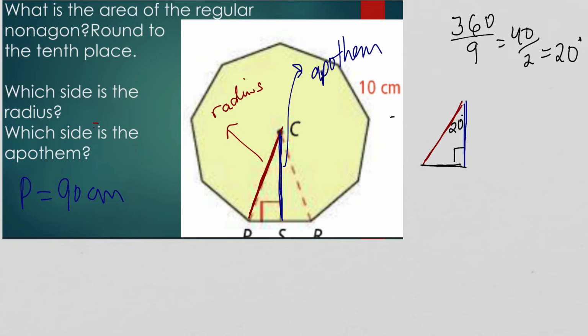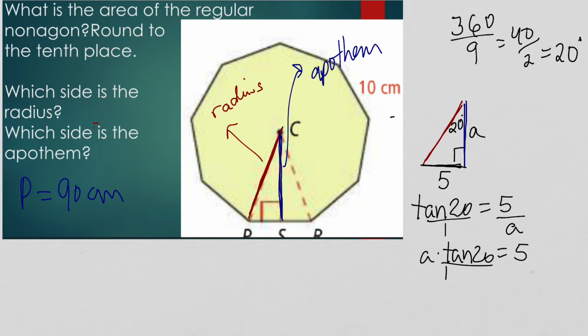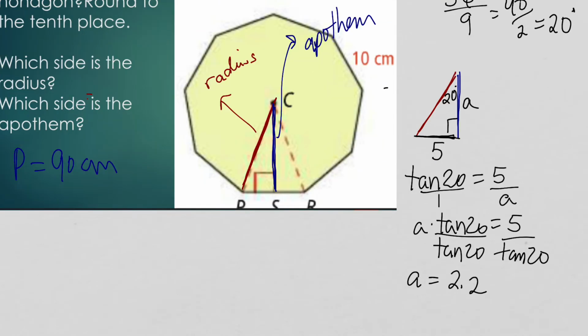How much is this black line? If the whole side is 10, this has to be 5. So I need to find my apothem right here. I'm looking at 20 degrees with respect to A and 5. A is adjacent, 5 is opposite, so I'm going to be using tangent. Tangent of 20 degrees is opposite over adjacent, 5 divided by A. Now I do cross multiplication, and then we divide by tan 20. Since it says the 10th place, I get 2.2 for the apothem.